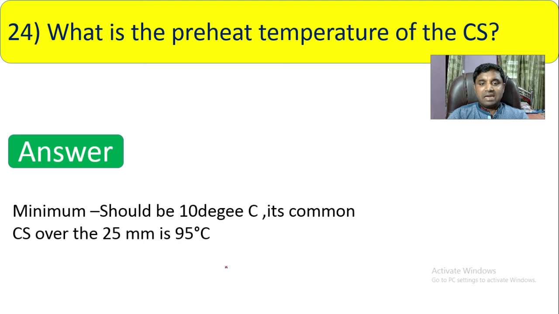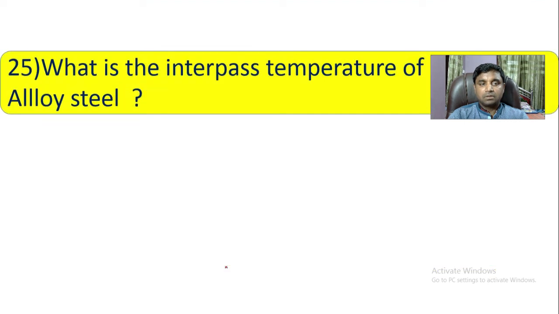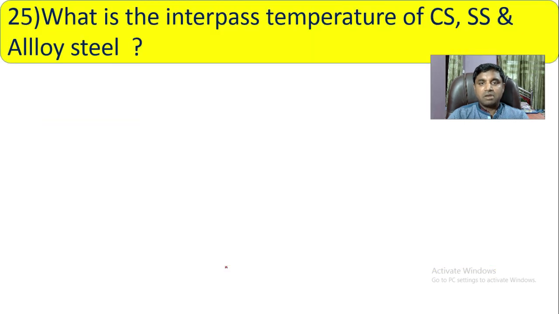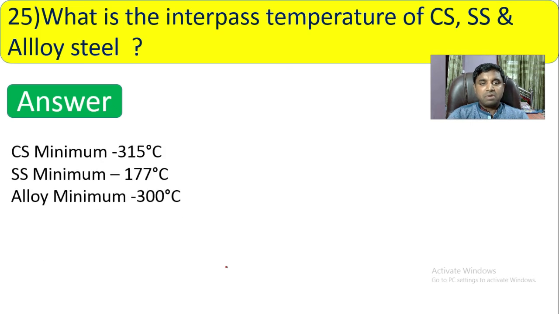Question number 24, what is the preheat temperature of the CS? Minimum should be 10 degrees centigrade. However, it is common for CS over 25 mm, 95 degrees centigrade is the requirement for the preheat temperature. Question number 25, what is the interpass temperature for CS, SS and alloy steel? CS maximum 315 degrees centigrade, SS maximum is 177 degrees centigrade, and alloy maximum is 300 degrees centigrade. So this interpass temperature should be remembered.